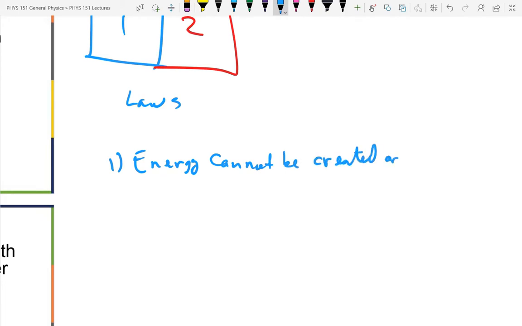And we usually write this as an equation. U is our symbol for the internal energy of an object, the total energy of an object. So if I take this piece of mass, its internal energy is going to be the sum of the kinetic energies of all of the molecules and potential energies of all of the molecules. That's the internal energy. U is our internal energy.